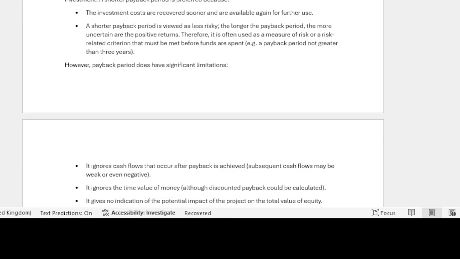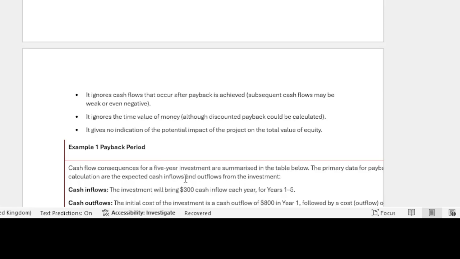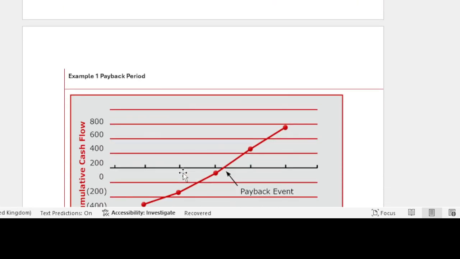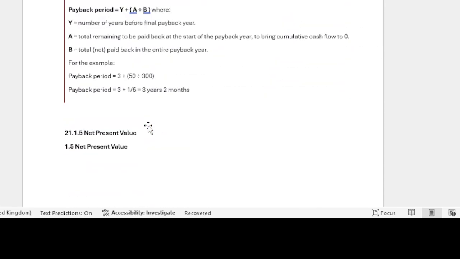Then you also have to know it doesn't consider time value of money, since it doesn't use the inflation rate, and it doesn't give you indicators or indications on the potential impact of the project on the total value of equity. So those are some of the disadvantages that we get from using payback period, if you decide to make an investment based on only that computation.